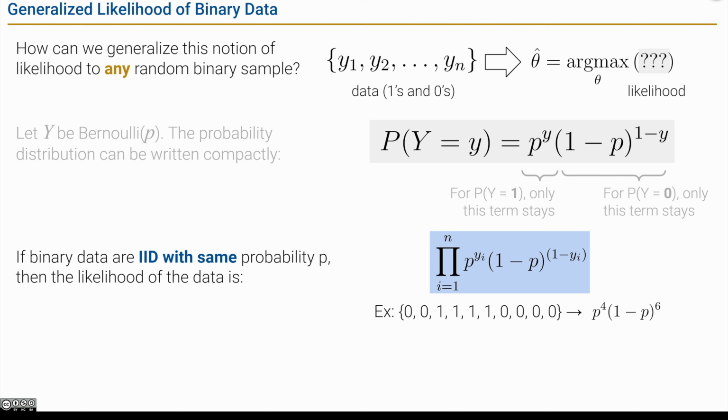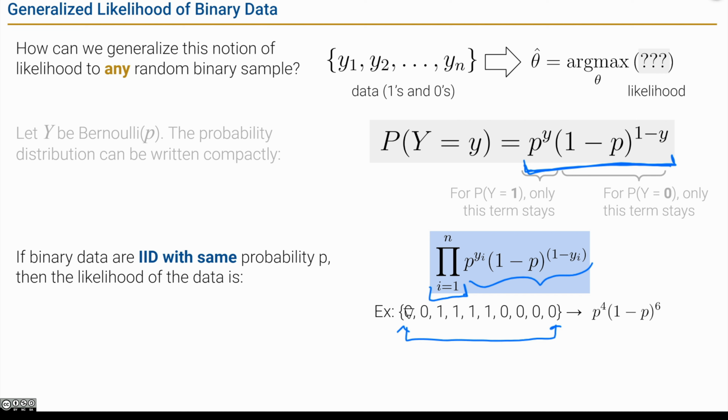Okay, now I'm just going to add in one more piece. If the binary data are IID with the same probability, then the likelihood of all the data in my sample is going to be, well, I'm going to take this probability and multiply it for each data point that I have. And that's really what's happening here. It's showing you for each data point, and this is just shorthand notation that says multiply everything inside here as you increment over i. So I'm just going to have this long product.